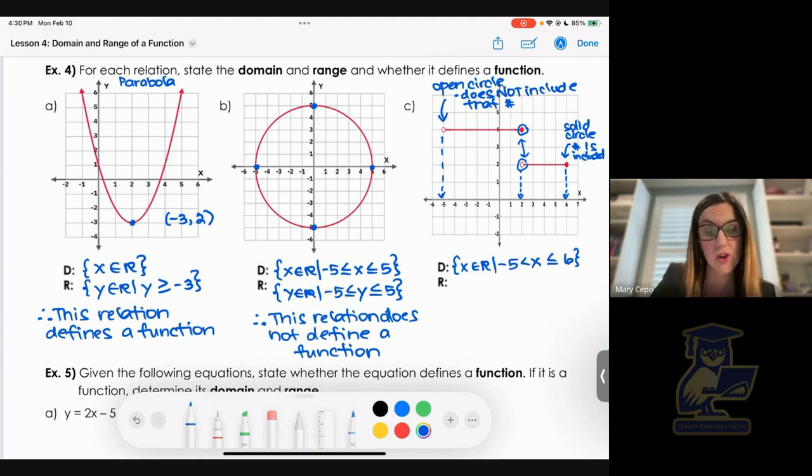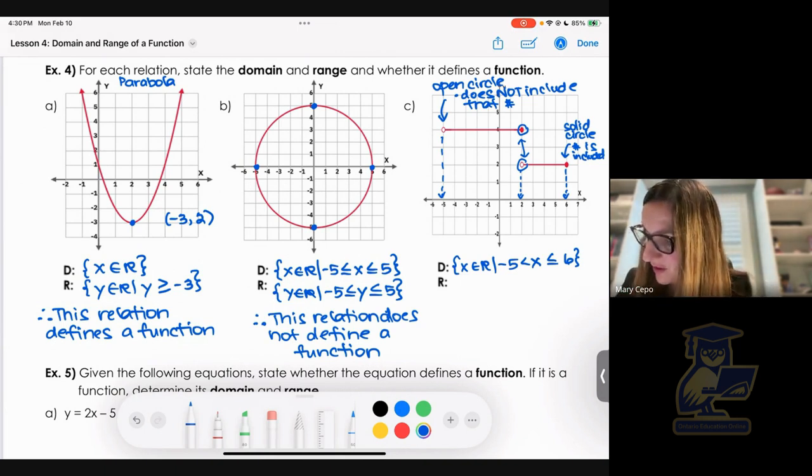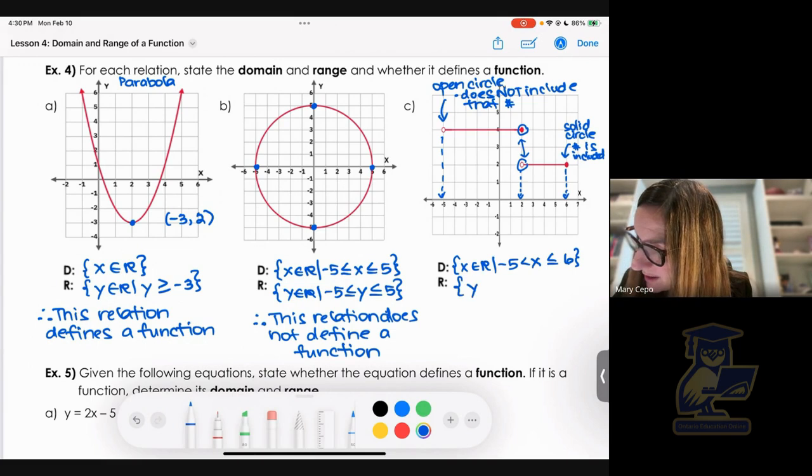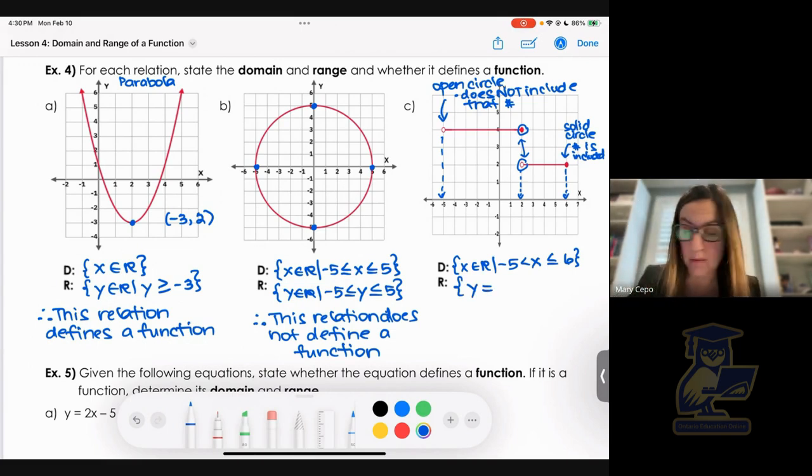Now, looking at the range, we only have two horizontal lines. So there's only two possible values for y. We can't say y is an element of real because we only have two numbers. So we can easily say y is equal to, and list those two numbers, 2 and 4.